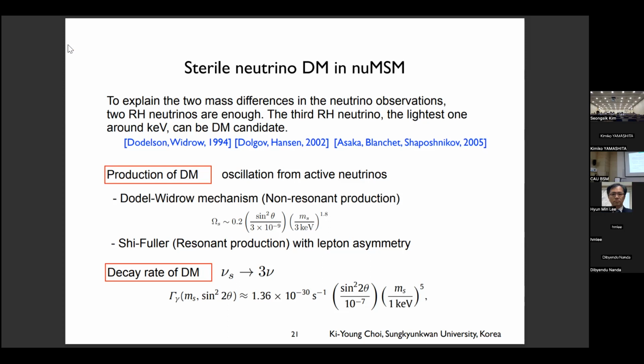And also, if there is some lepton asymmetry, then the relic density can be enhanced due to some resonance. That is called the Shi-Fuller mechanism, maybe. And also the sterile neutrino can decay to three neutrinos.